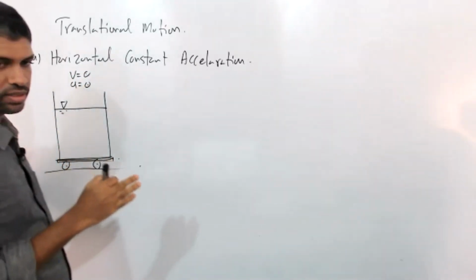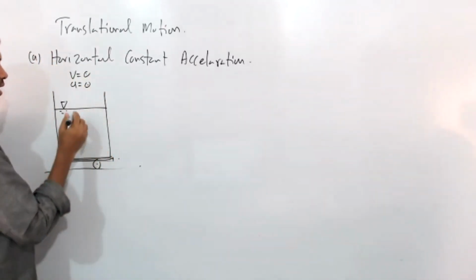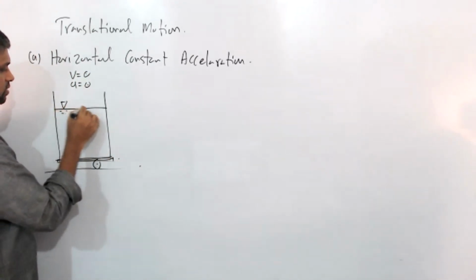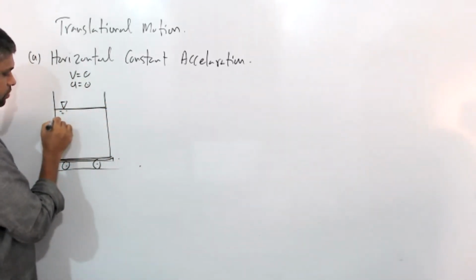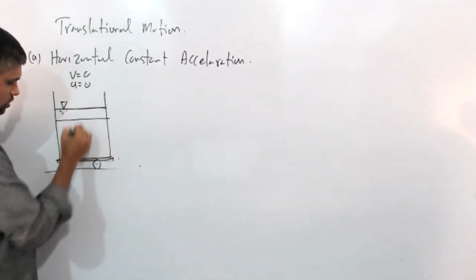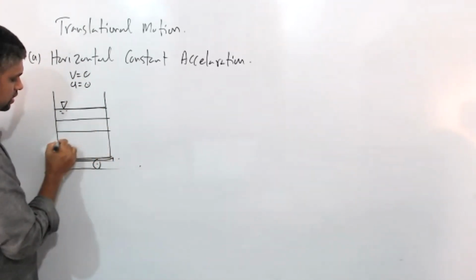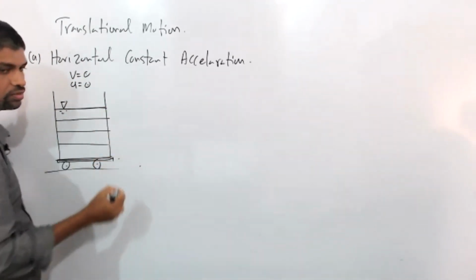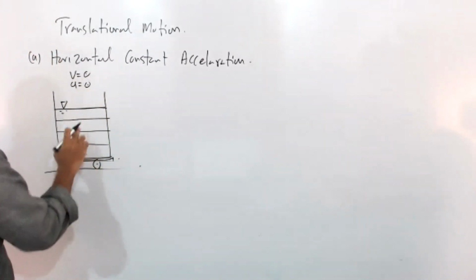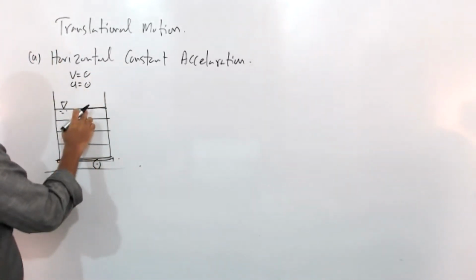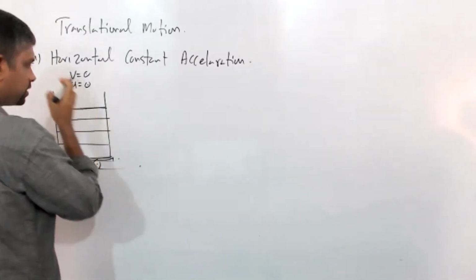Normally, we know that when the fluid is at rest, the free surface is horizontal. When we go down, the pressure increases. So these are the constant pressure lines. Constant pressure lines are parallel to the free surface.